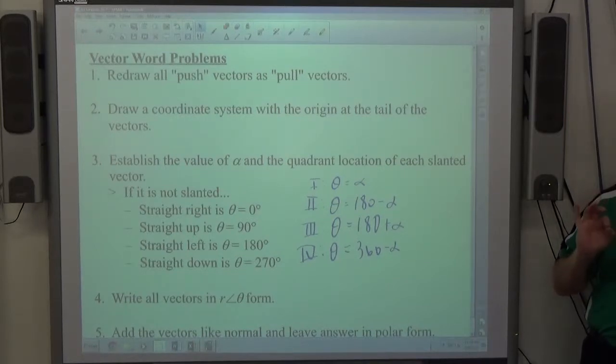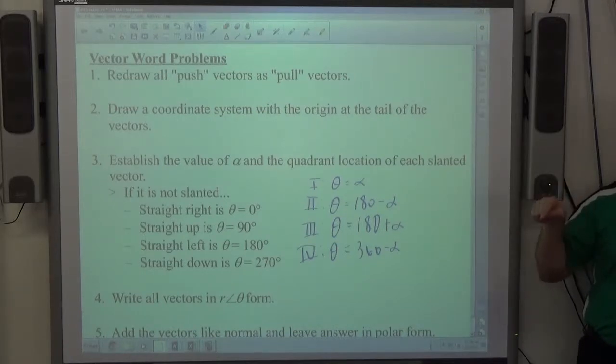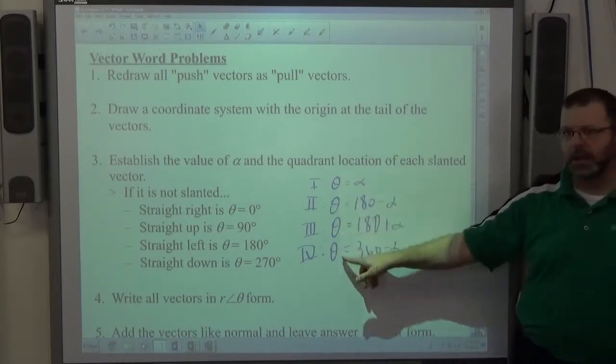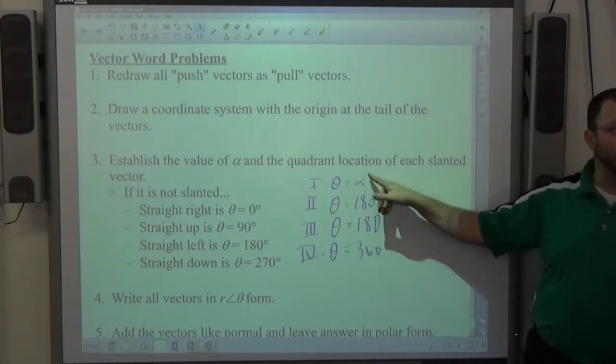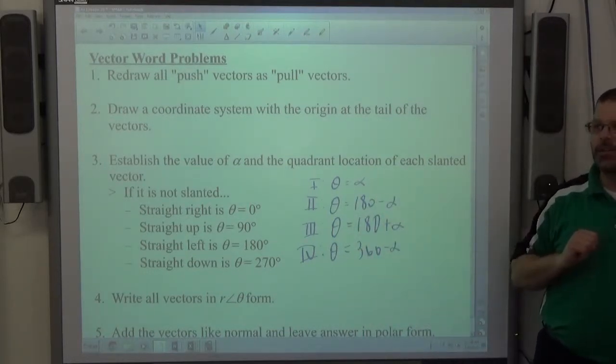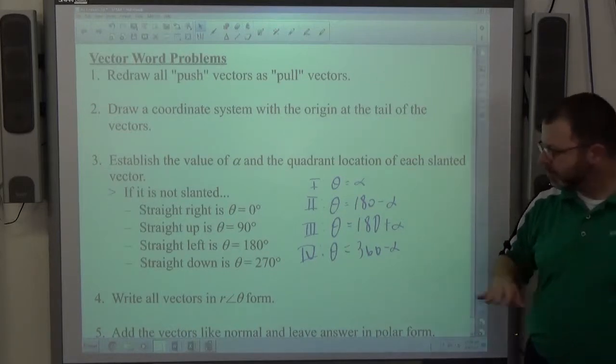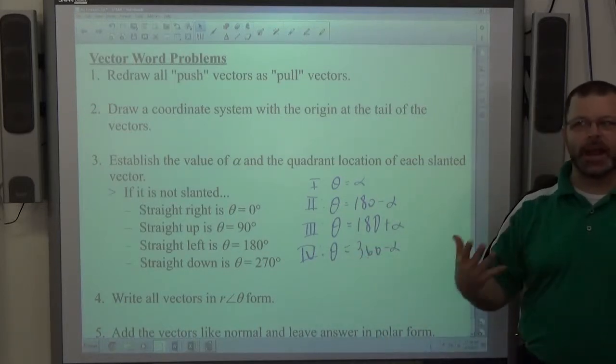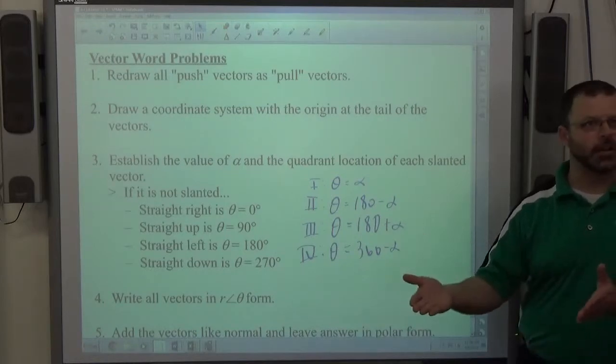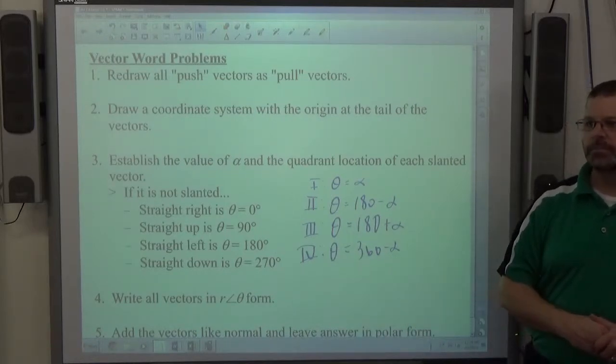Make very clear to you, because this is what people mess up on in these problems: the angle in the picture is not always the angle in your problem. The angle in your problem is going to be theta, and the angle in your picture is going to be alpha. Depending on what quadrant you're in, it's going to change. So be careful of that. Write the vectors in r theta form, then add them like normal. Change them to rectangular form, add them up, change them back to polar form.